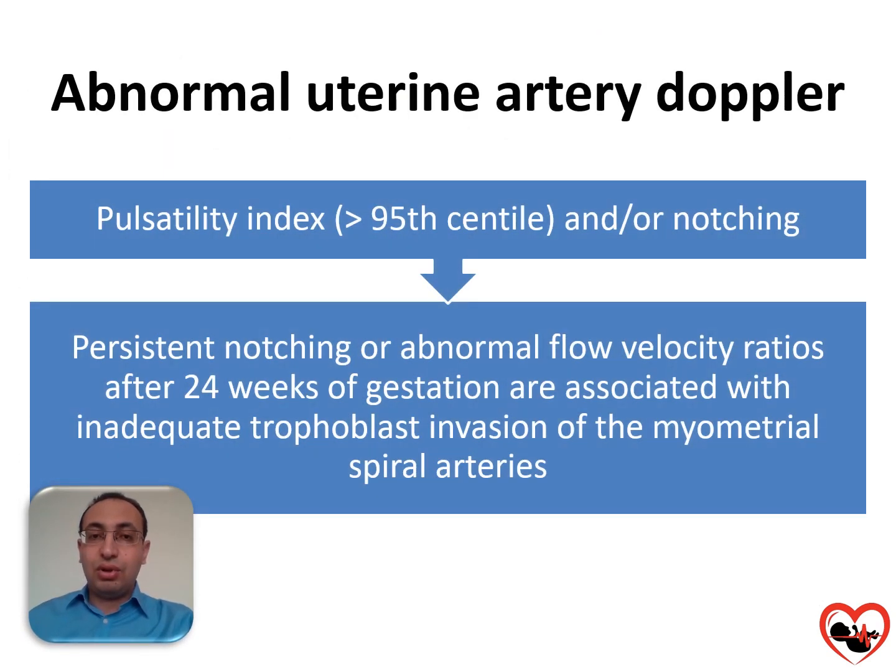So just to elaborate a bit about abnormal uterine artery Doppler, abnormal means that the pulsatility index is more than the 95th percentile and/or there is notching. And this signifies that the flow velocity ratios are associated with inadequate trophoblast invasion of the myometrial spiral arteries, which means there is inadequate blood supply reaching the fetus.